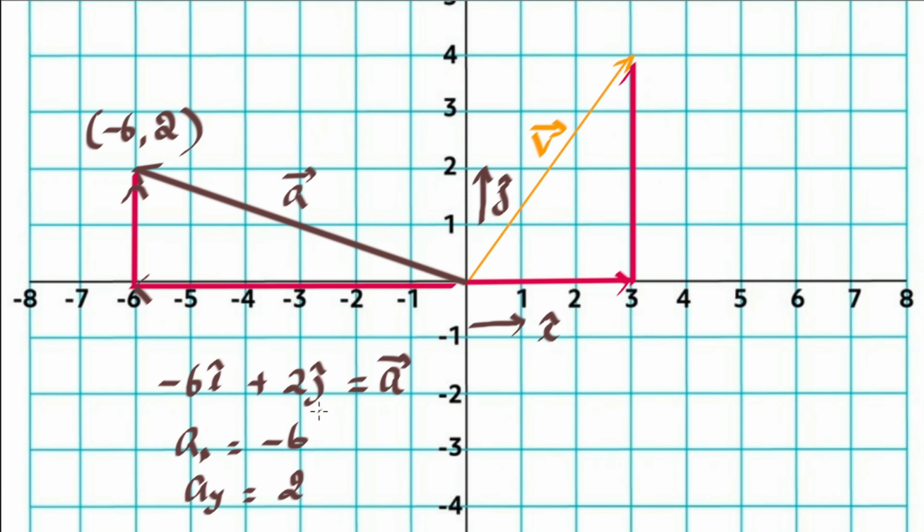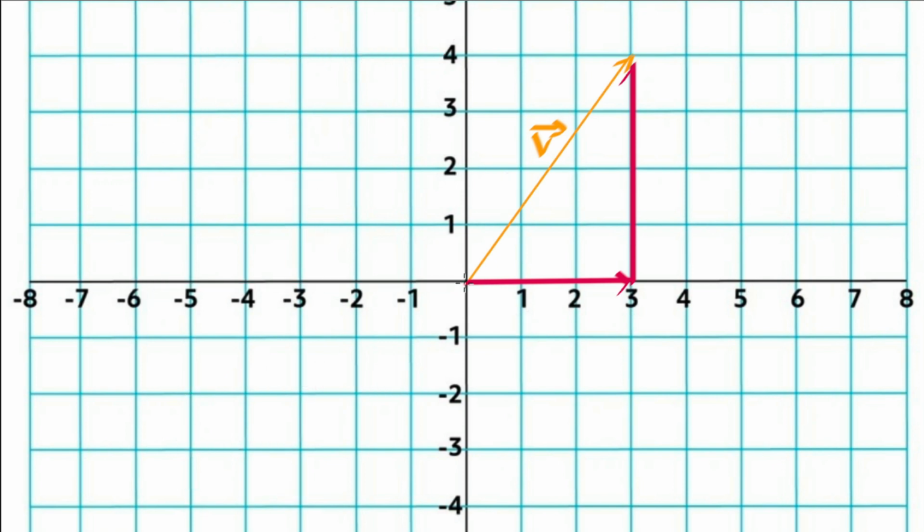Of course, in some schools, you will be asked to find the magnitude of A. To find the magnitude of A, you can certainly use the Pythagoras theorem. That's going to be 6 squared plus 2 squared to the power of half. Square root of 6 squared plus 2 squared.